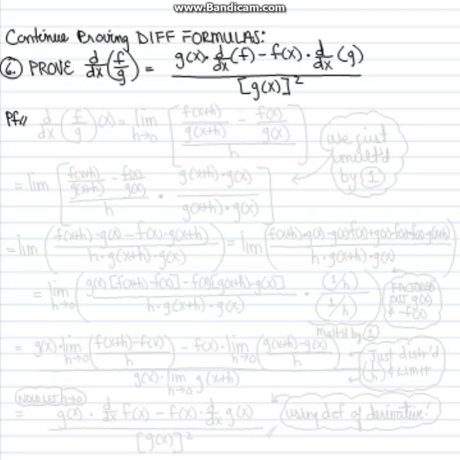In other words, if I call f the top function and g the bottom function, I would state this as: the derivative of the top function over the bottom function is equal to the bottom function times the derivative of the top function minus the top function times the derivative of the bottom function, all over the bottom function squared. Alrighty, here we go. Remember, we're going to use the limit definition to prove that this is true.